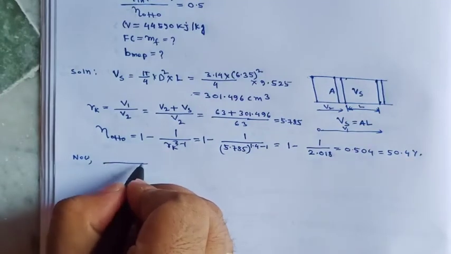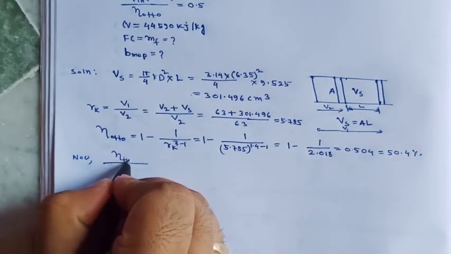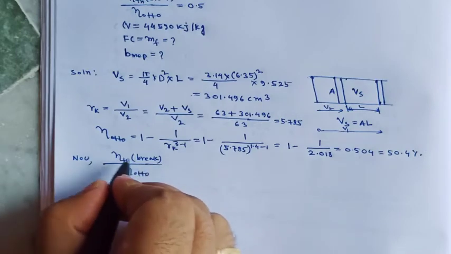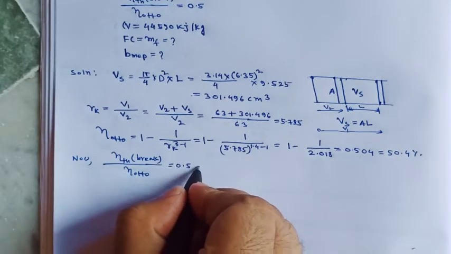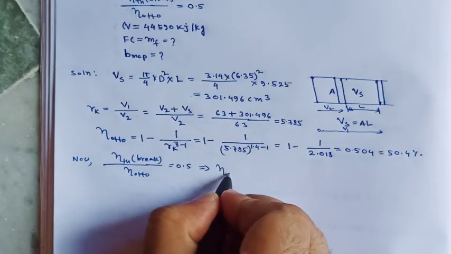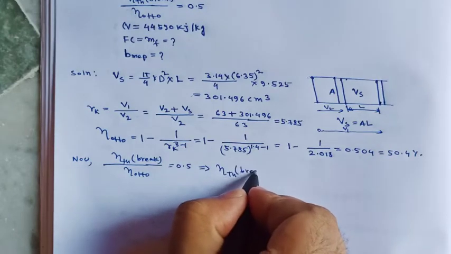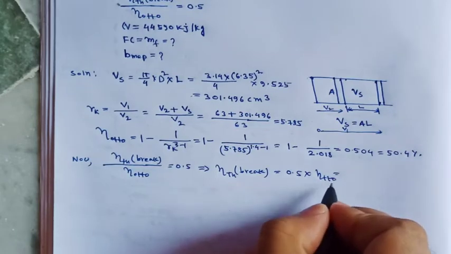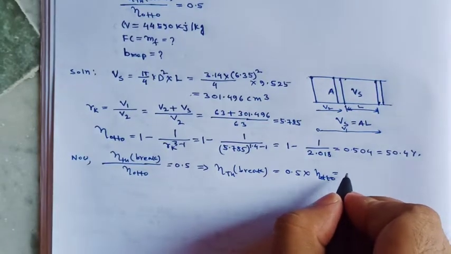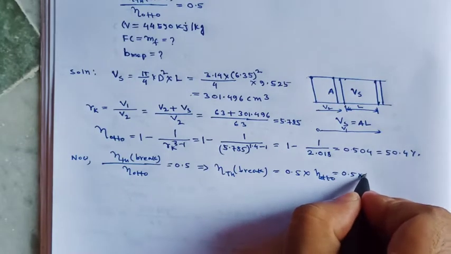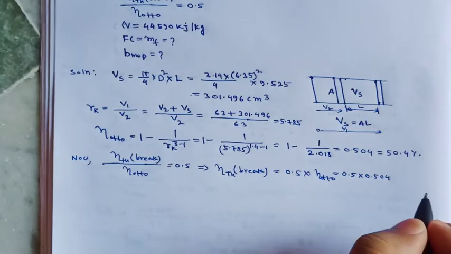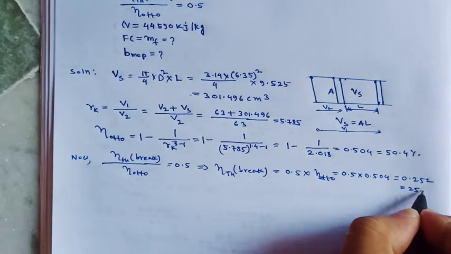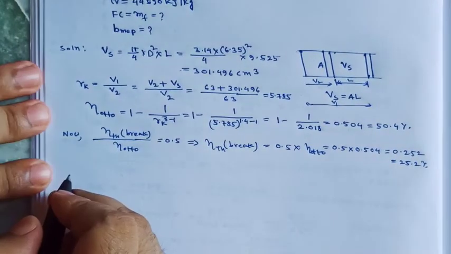Now this ratio is given, brake thermal efficiency to Otto cycle efficiency. We know this Otto cycle efficiency, so brake thermal efficiency can be found from this equation, where the ratio is given as 0.5. So brake thermal efficiency equals 0.5 into the Otto cycle efficiency, 0.5 into 0.504. This value will come 0.252, that is 25.2%.